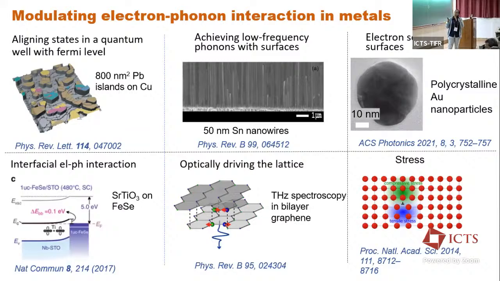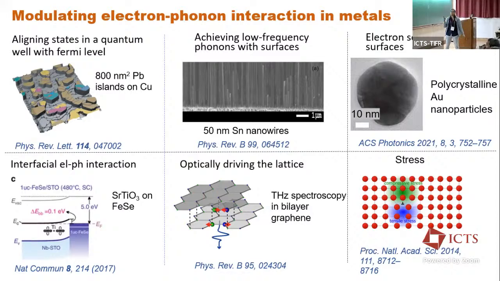Then there are methods to optically drive the lattice. For example, in bilayer graphene with terahertz spectroscopy, there have been proposals and work to show that you can excite particular bonds, and that can also change the electron-phonon coupling. And then stress is another way to modulate your lattice: compressive stress will reduce the bonds and tensile stress will enhance them, and that will also change the coupling.